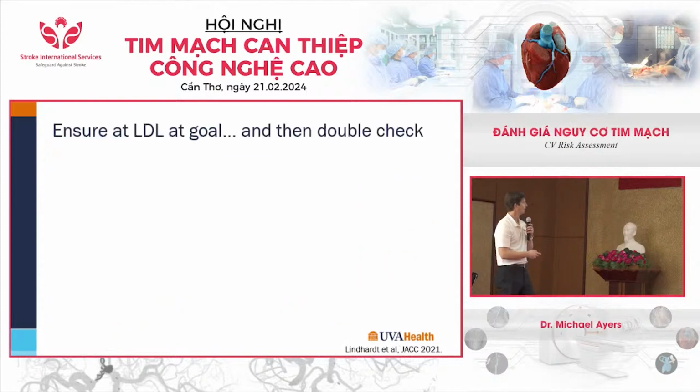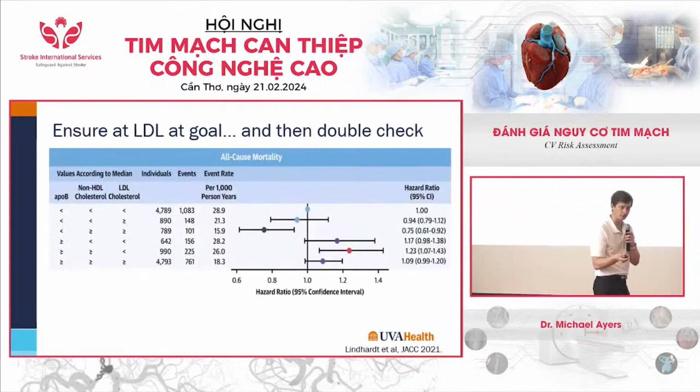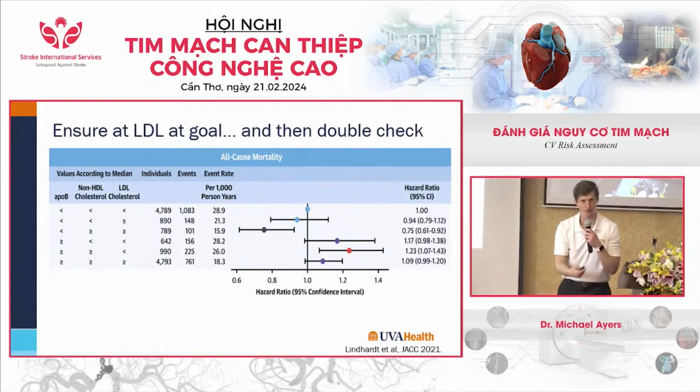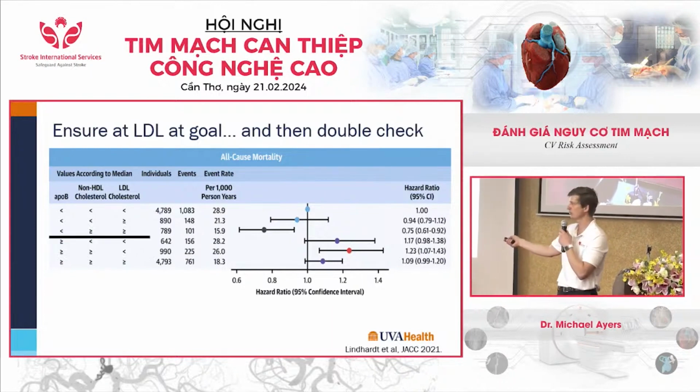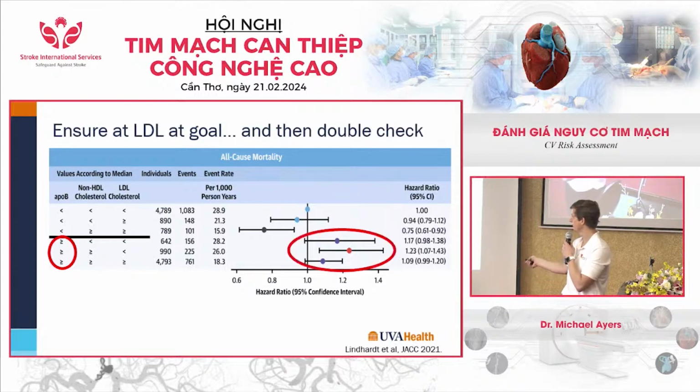Good. So I'm going to ensure my LDL is at goal, and then I'm going to double check my risk assessment with an ApoB. This is a busy slide, but I think it hammers my point home. I'm going to draw a line there to simplify things, and I want you to notice everyone below this line has an elevated ApoB. They have variable non-HDLs and LDLs, but they all have elevated ApoB. And they all do worse than their counterparts.